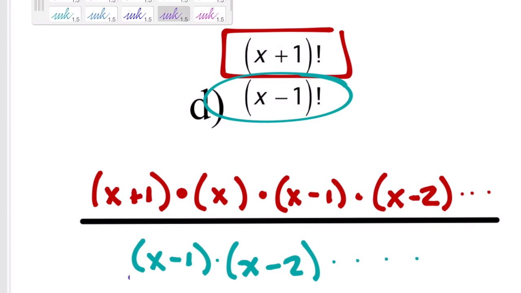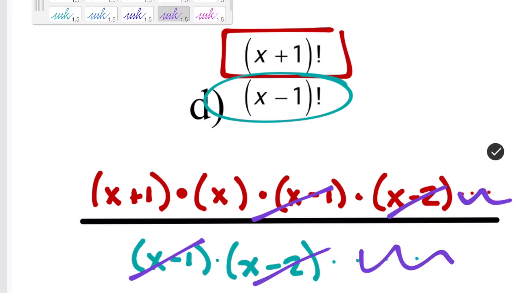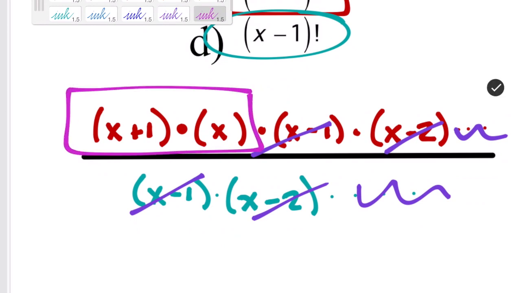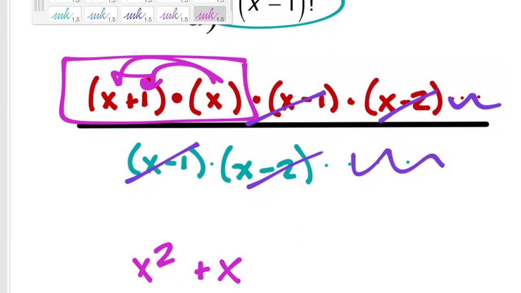So here I see that I can cancel out my x minus 1s, my x minus 2s, and everything that comes after that, which means I'm really just left with the x plus 1 times the x. Distributing that x in, I would end up with x squared plus x. And then that's all we can really do from there until we actually know what x is.